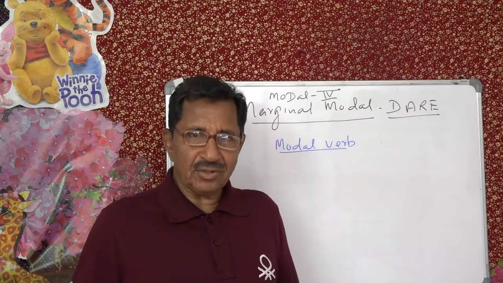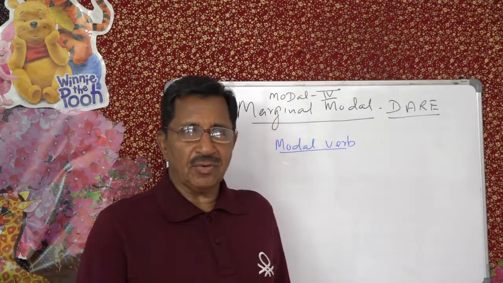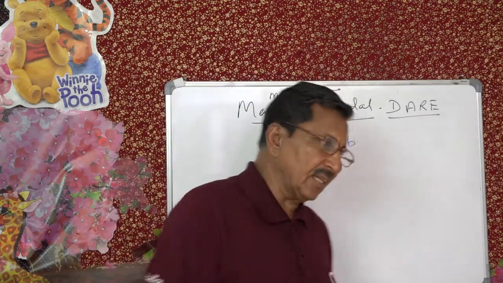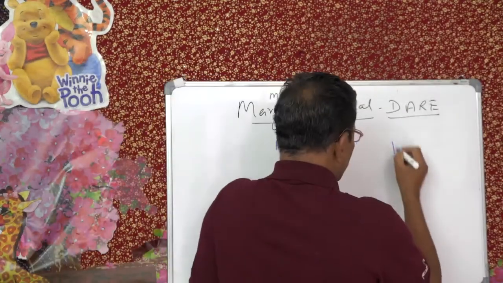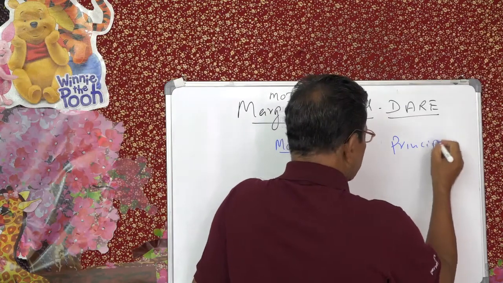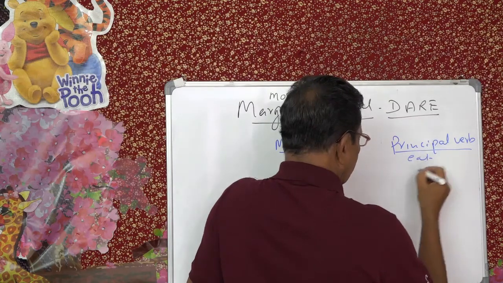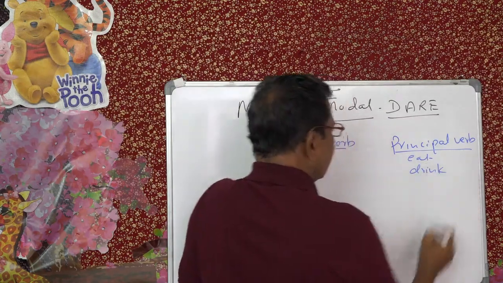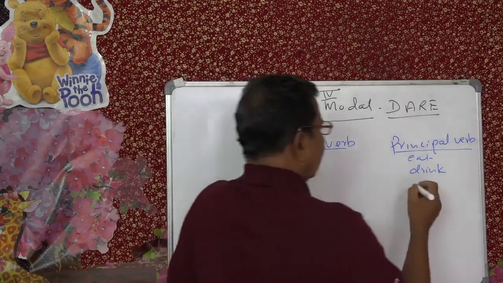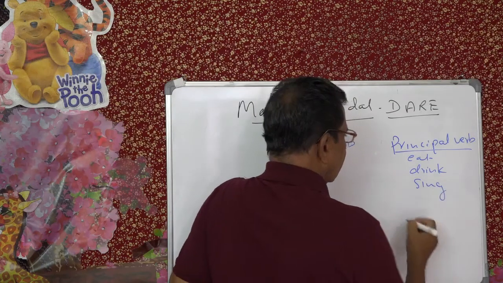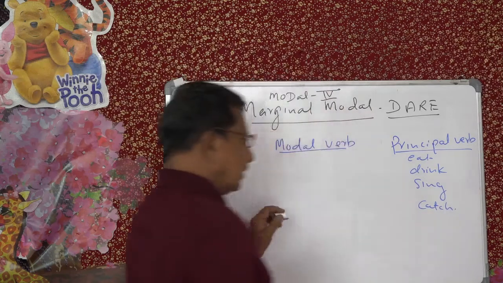And within these modals, you have got pure modals, you have got marginal modals, and also you have got the semi-modals that we will see later. Now, what is the difference between a modal verb and a main verb, or what we call a principal verb? You can see eat, drink, sing, catch. These are all what we call principal verbs or main verbs.